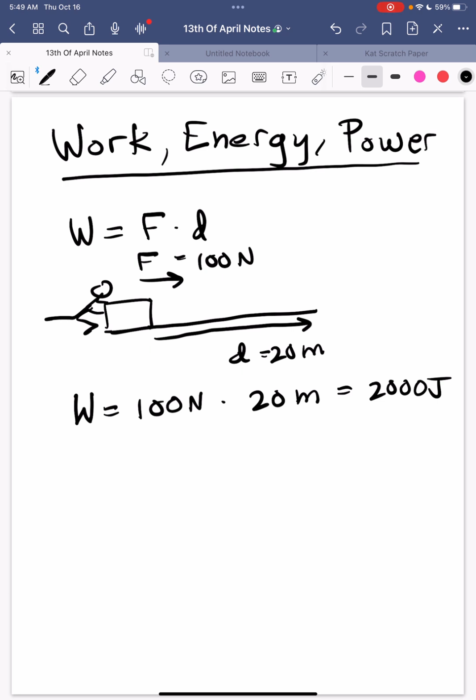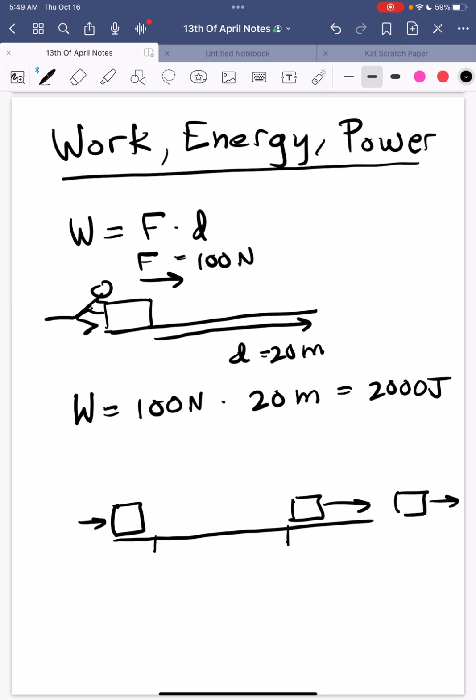How is that related to energy? Well, if we were pushing this box, and let's say that the surface was frictionless, and we pushed it for this 20-meter distance, then this box would have picked up speed, and if there was no friction at all, it would just keep going forever and ever. So by applying work to the box, we give the box some sort of energy. This is energy associated with movement, and so we would say it has kinetic energy.